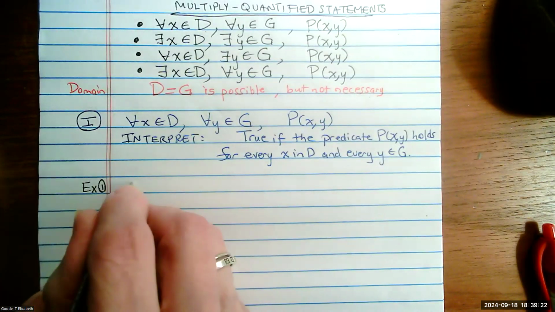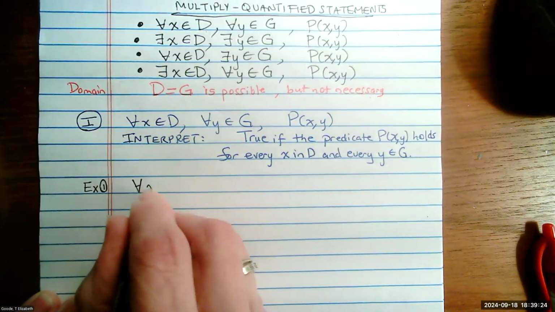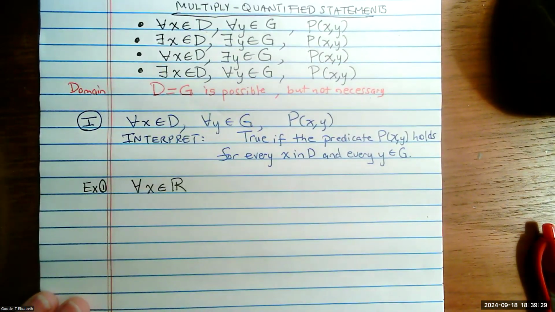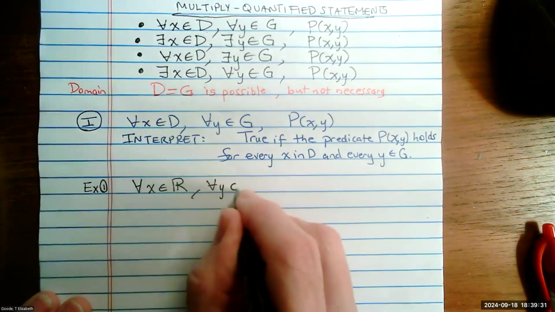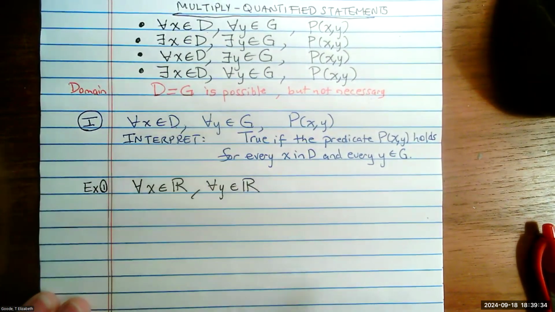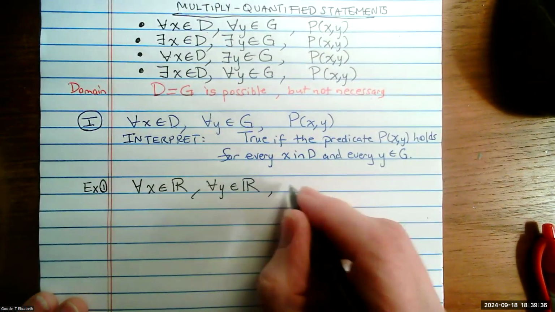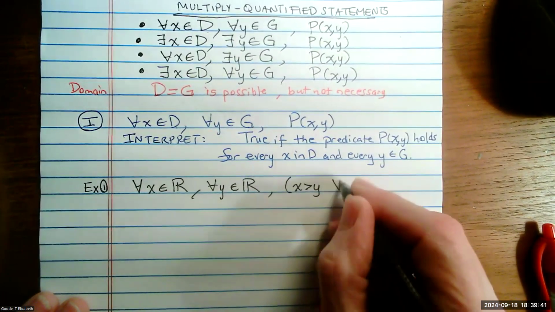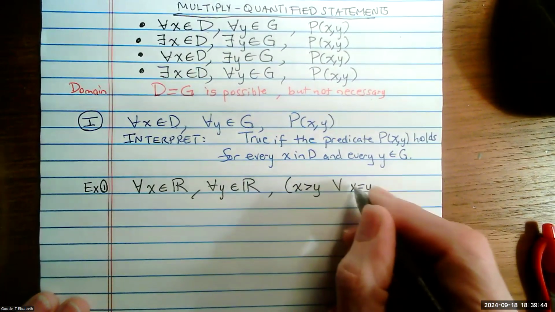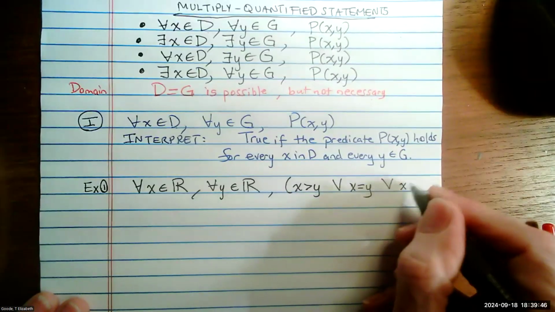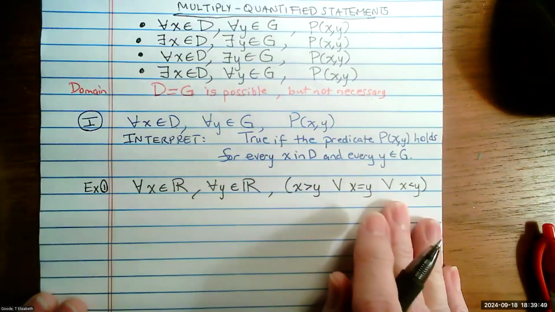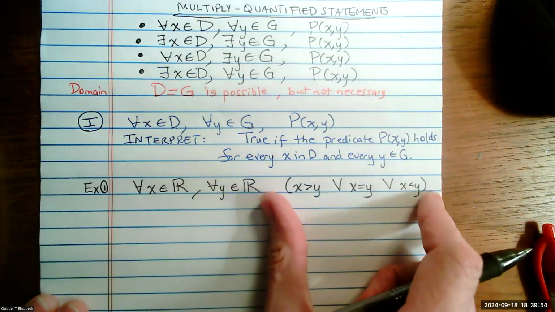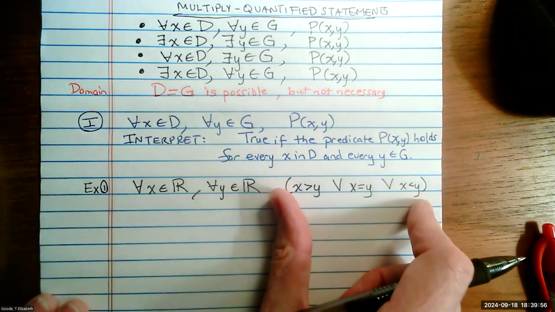All right, so in this example, let's say for all X in the reals, let's just do a number type example, and for all Y in the reals, so here D and G are the same set. The predicate is a compound predicate: X is greater than Y, or X is equal to Y, or X is less than Y. So this says no matter what real numbers X and Y you look at, this predicate is true. And in fact, of course, that is true.